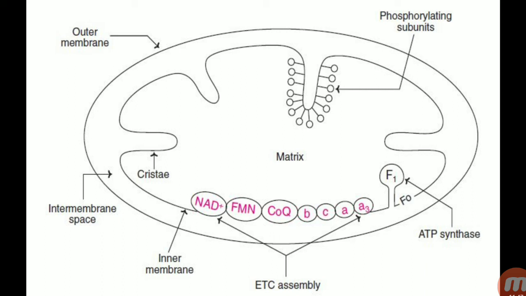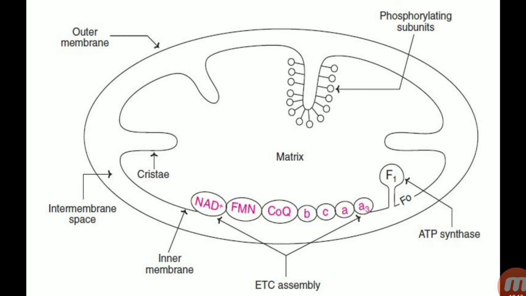In this figure, the iron sulfur protein is not shown because it is a carrier. In the last section you can see this F1 and F0. It is complex 5, which helps in ATP synthesis, whereas these five components together form complex 1 to complex 4. So I think by this figure the electron transport chain is clear to you.